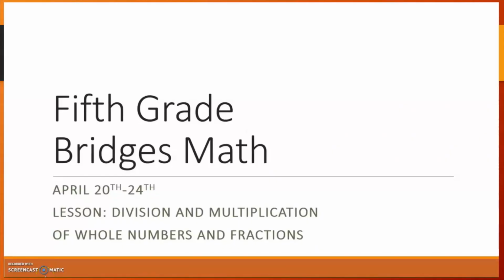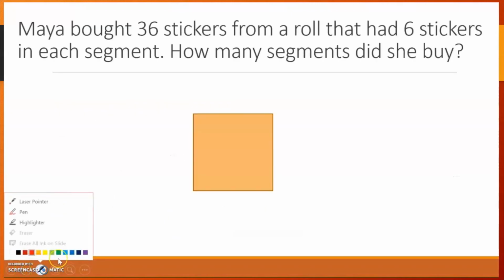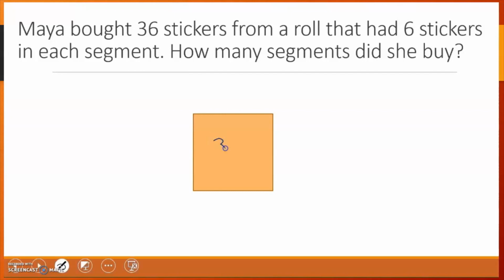Today we're going to use area models and properties of operations to solve real-world problems involving multiplication and division of fractions and whole numbers. Let's look at this problem. Maya bought 36 stickers from a roll that had 6 stickers in each segment. How many segments did she buy? Well, we know that she bought 36 altogether, and there were 6 stickers in each segment, which gives us the equation of 36 divided by 6 equals 6.